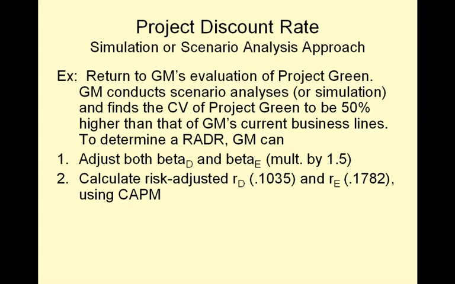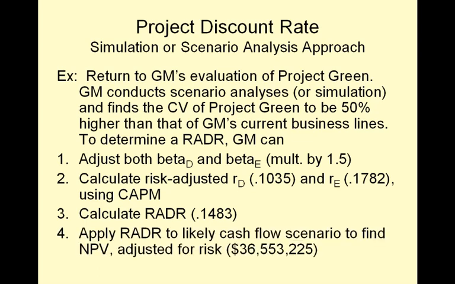calculating a risk-adjusted cost of debt and cost of equity. Note that I put the numbers in here, and I'll show you how I've calculated those in a bit. We calculate the risk-adjusted cost of debt and cost of equity using the capital asset pricing model. Then we calculate a risk-adjusted discount rate, which is a weighted average of the risk-adjusted cost of debt and the risk-adjusted cost of equity. And we apply that risk-adjusted discount rate to the likely case cash flow scenario to find the net present value adjusted for risk, which turns out to be $36 million.